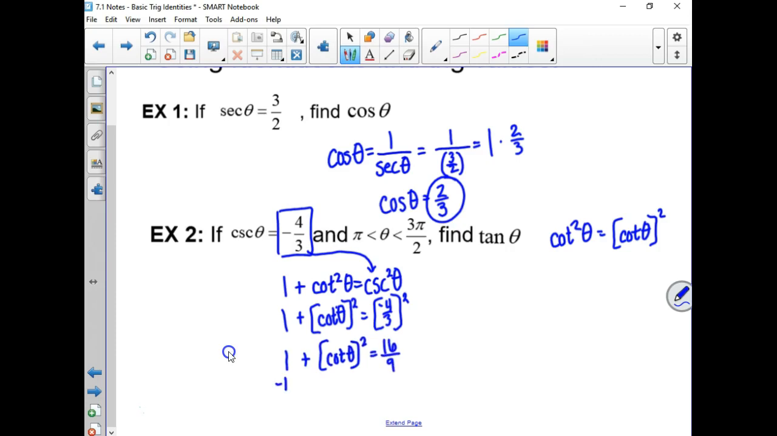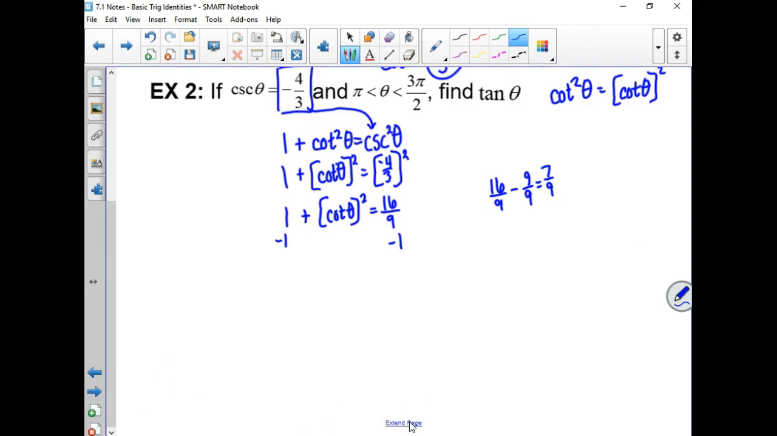We'll need to subtract 1 from both sides. To do that, 16 over 9, we'll have to get like denominators. That'll be 9 over 9. So we get 7 over 9. So that gives us cotangent of theta squared equals 7 over 9. Of course, to get rid of that square, we have to square root both sides. So cotangent of theta equals the square root of 7 over 3.